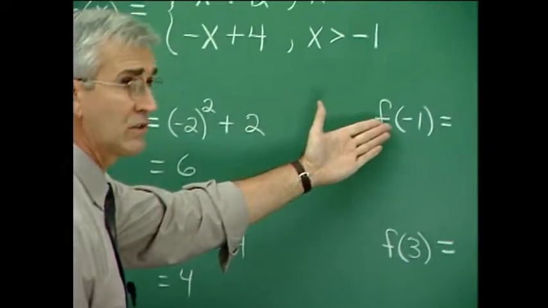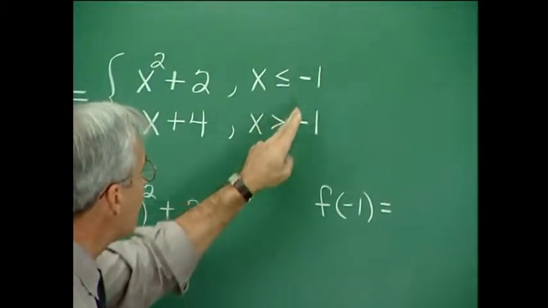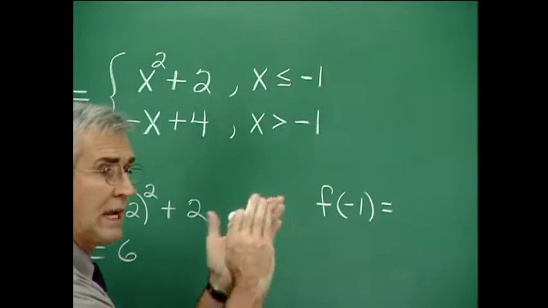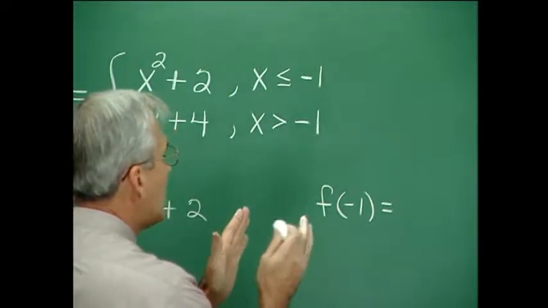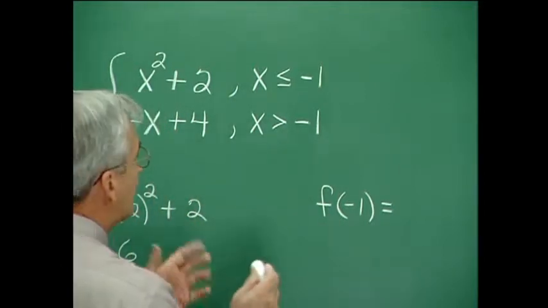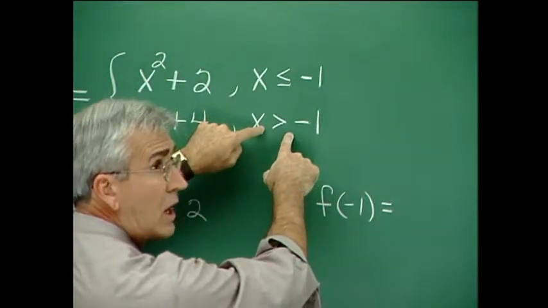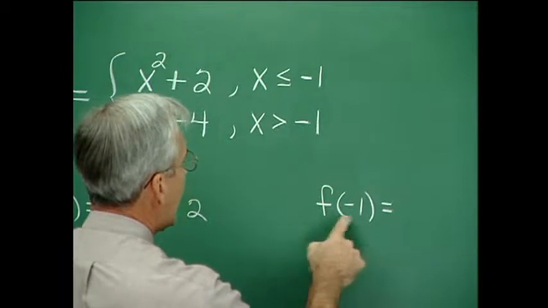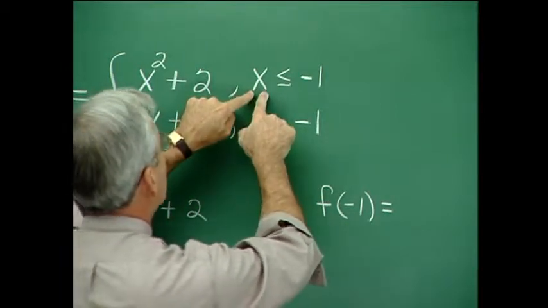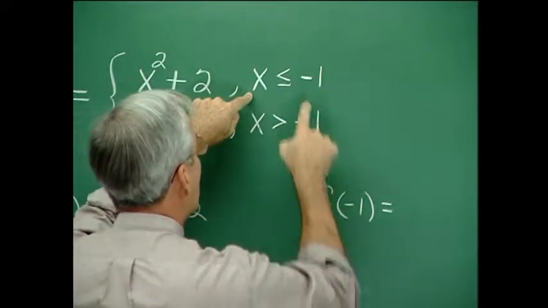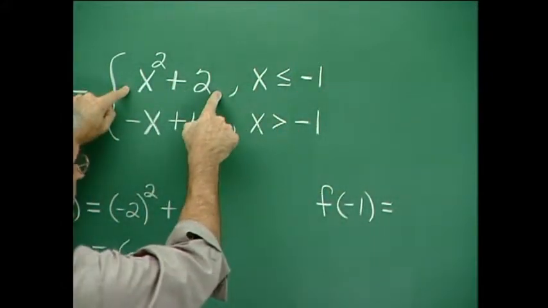f of negative 1 itself. Now notice that negative 1 is that very special point where we change the definition for the function. So it's important that we pay some attention to where we are in terms of a strict or non-strict inequality here. For f of negative 1, this is for x values less than or equal to negative 1, and that's where we are here, so we're going to use this expression.